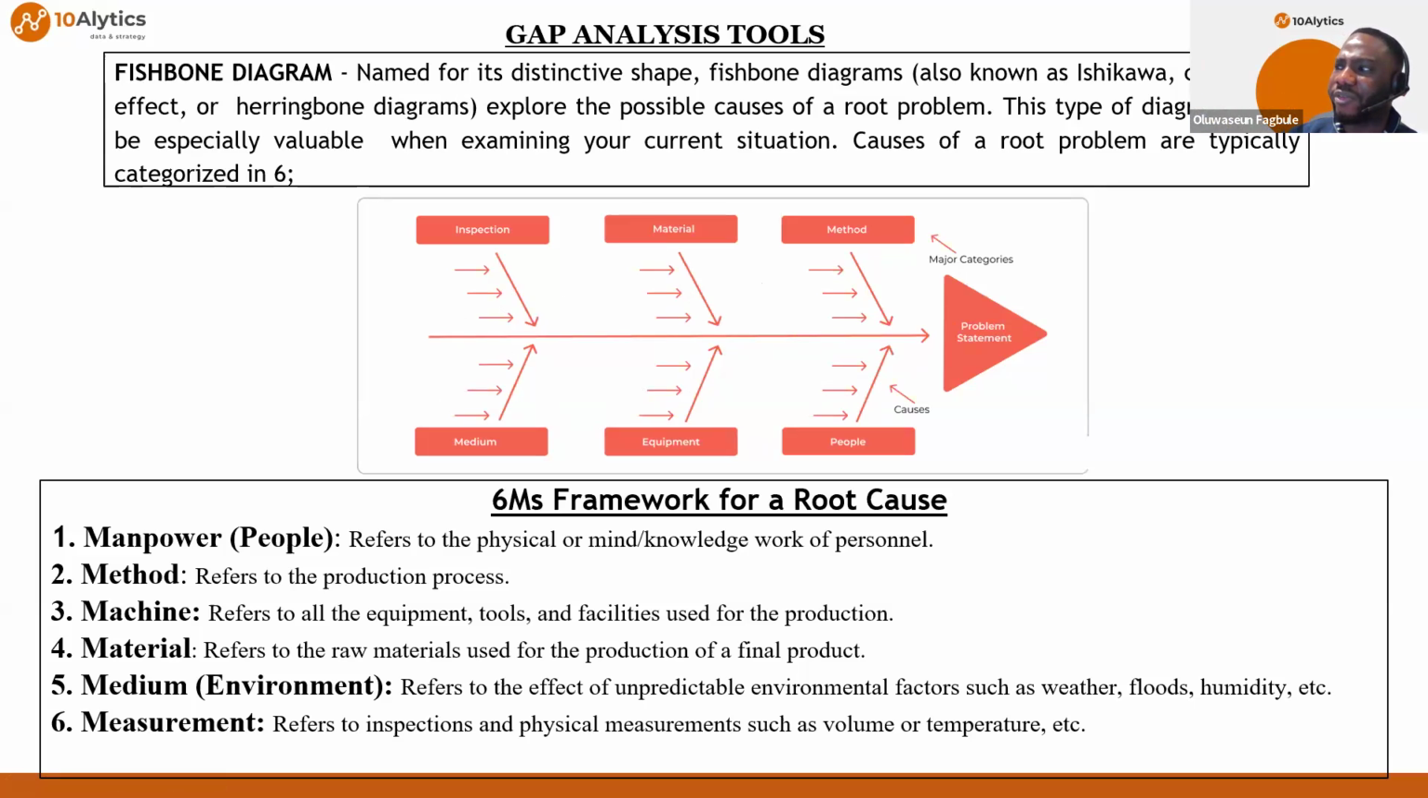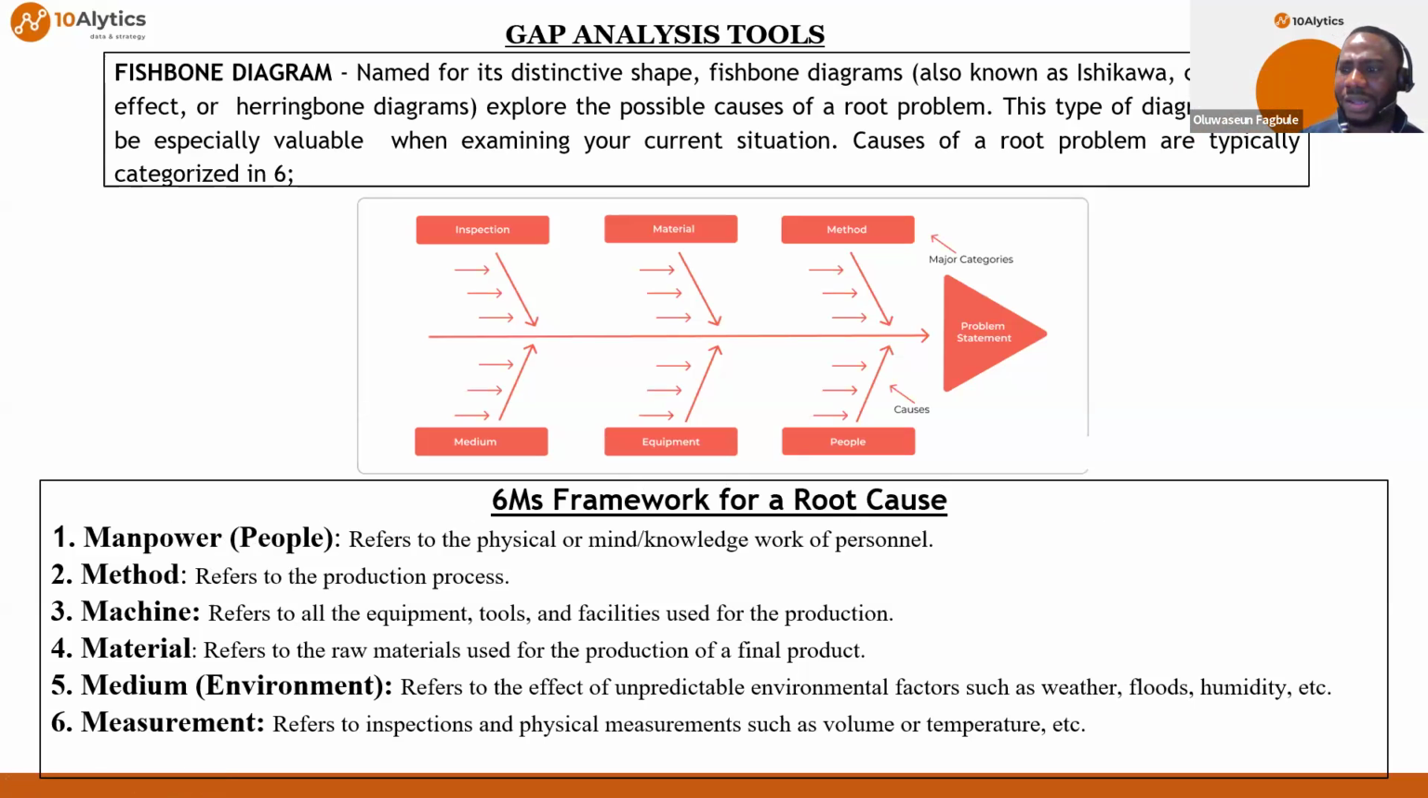So the causes of a root problem are typically categorized into 6. And that is what we call the 6 M's framework for a root cause, right? Remember, we're trying to find out the root cause, the gaps, to the problems that we're seeing. So number 1, as part of the 6 M's, is the manpower, which is the people. As part of trying to identify the gaps in that particular process, you want to analyze the manpower, the people that use that process.